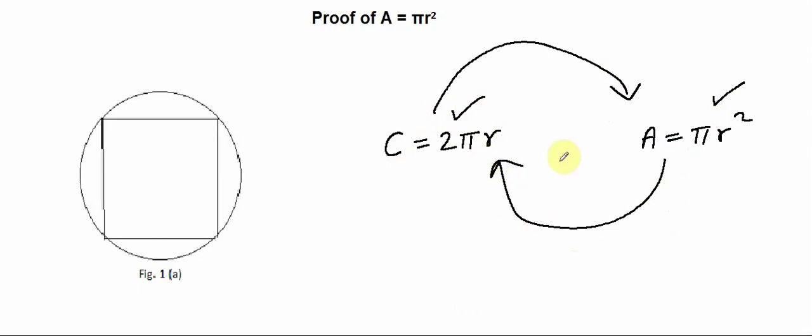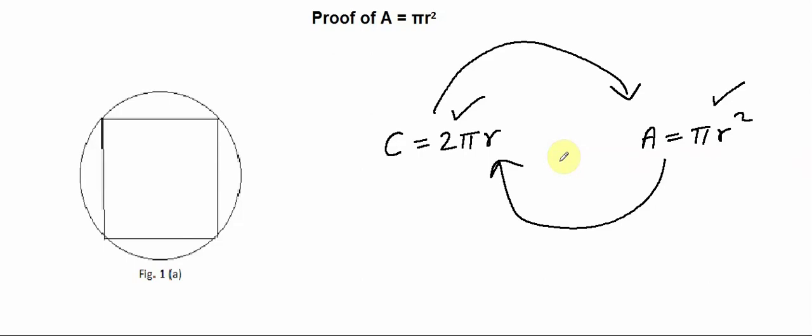So in this derivation, in this video, we are not going to use C is equal to 2 pi r. We are in a sense going to take us back in time when nobody knew what is pi. So we don't know what is pi, and from that point we are going to derive the formula A is equal to pi r square.